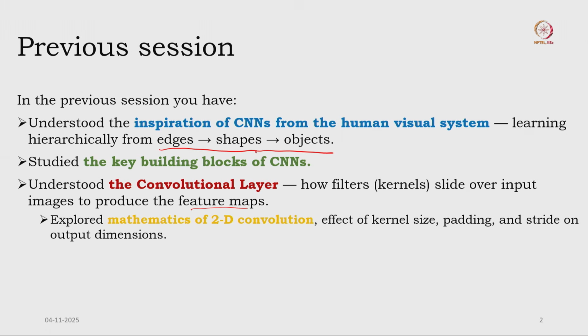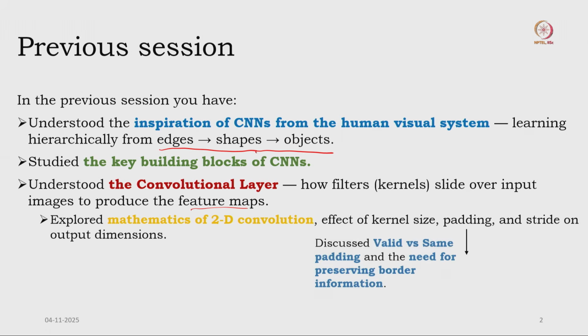We have seen what is padding, and in padding the two important concepts, valid and same. Valid means no padding is applied, and in same we apply padding so that we can retain the shape of the input. Whatever the input size, the feature map size will be the same if we apply padding. The main reason to go for padding is that we can preserve the border information.